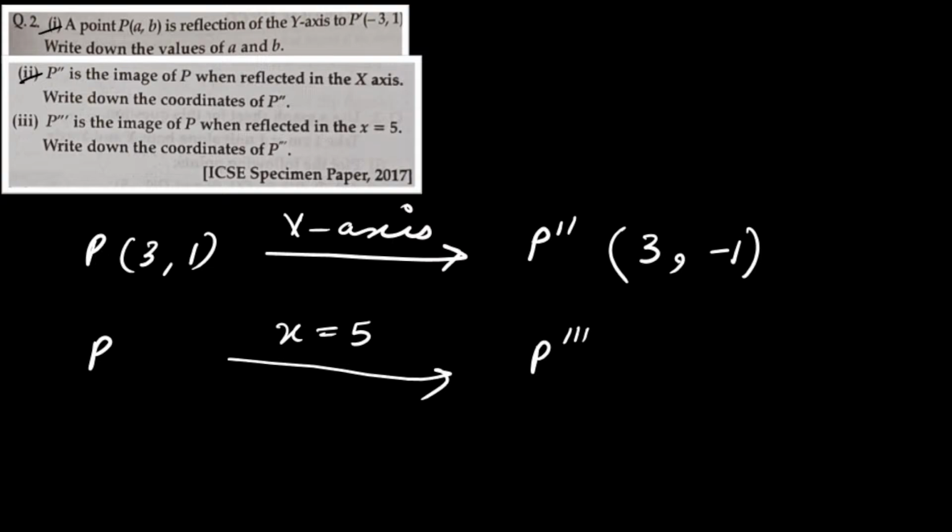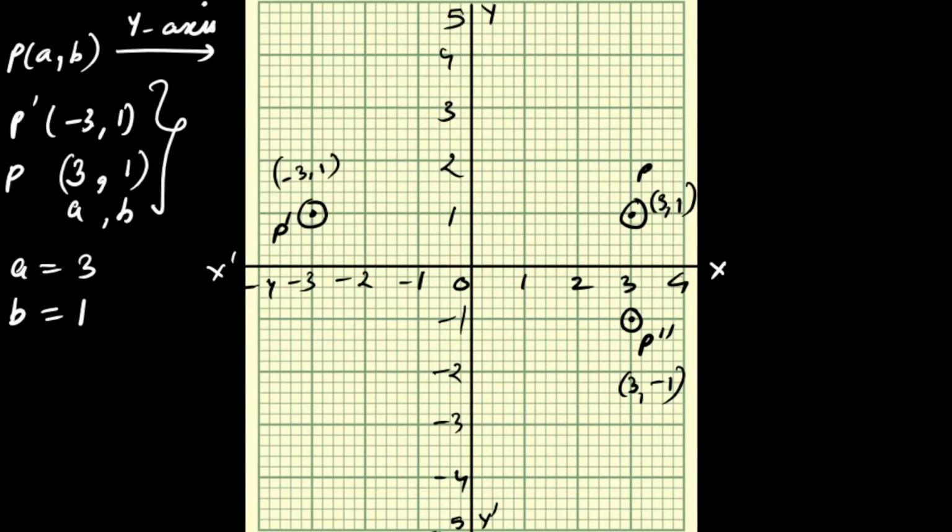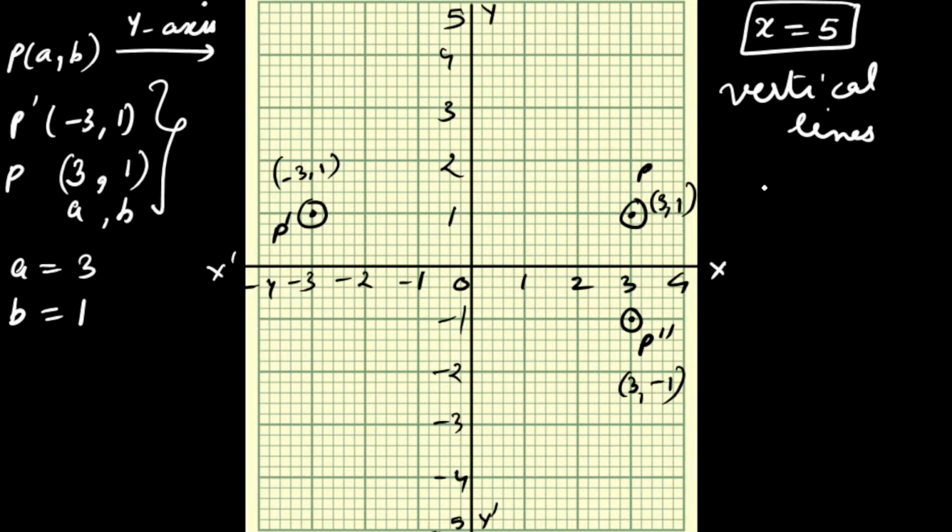So first of all, we have to draw the line x is equal to 5. X is equal to a form of line. These types of lines are vertical lines, or you can say lines which are parallel to the y-axis. So x is equal to 5. Let's draw this line.